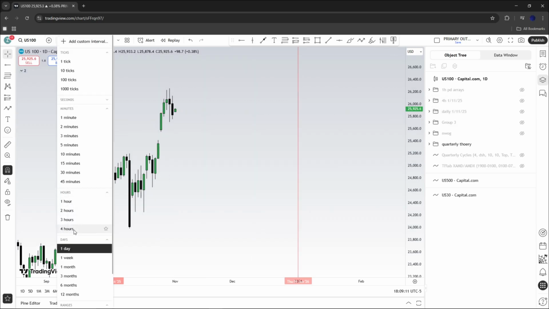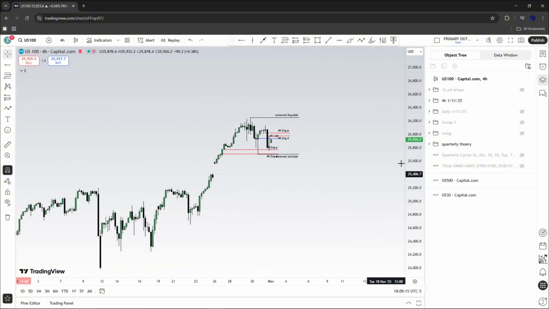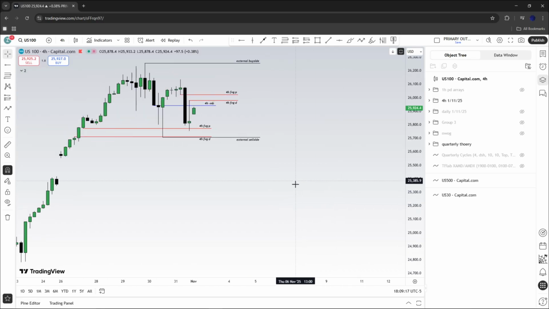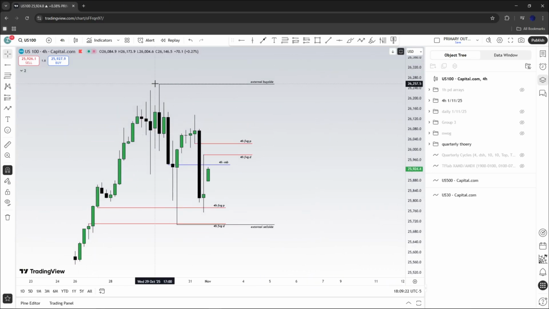Going down to the 4-hour time frame, we want to look at what we have to offer. Right. So last week's price action, we've priced in another range, external buy side and external sell side. The low on that range falls into our 4-hour fair value gap that we have from the previous week, right? So the 27th of October.